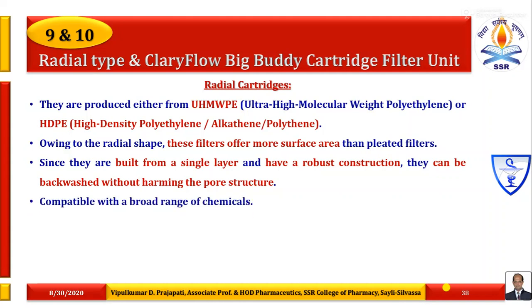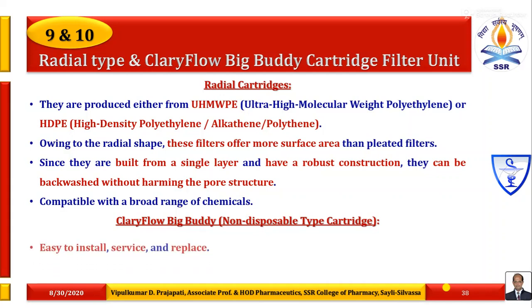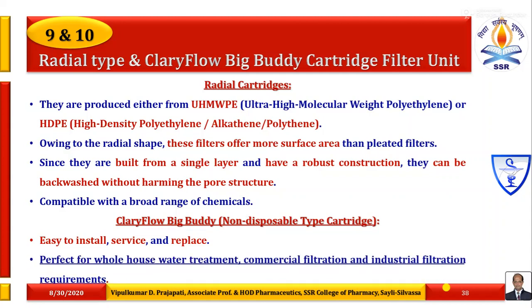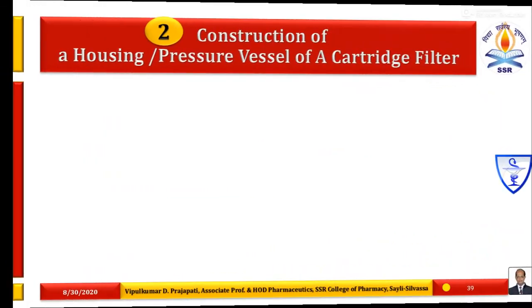And they are compatible with a broad range of chemicals. The last one is known as Clariflow big body, that is a non-disposable type cartridge filter unit. Easy to install, service and replace. Perfect for whole house water treatment, commercial filtration and industrial filtration requirements. So this is the end of construction and types of the cartridge filter unit. So these are the 10 different types of cartridge filter units available for various applications.